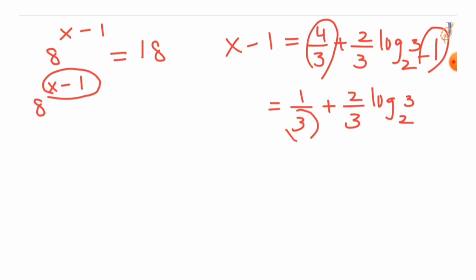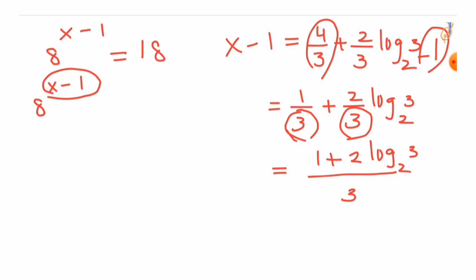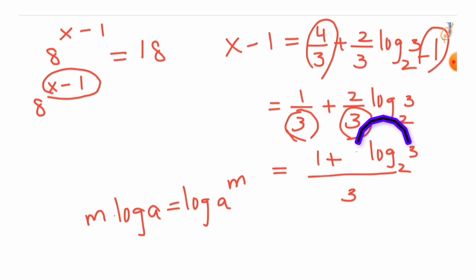Here 3 and here 3, so that means the denominator is common. Let's take it as common. At numerator we have 1 plus 2 log 3 with base 2. Now observe only this logarithm term: 2 times log 3 with base 2. It is in the form of m times log a, isn't it? So we can write this as log of a power m, so log 3 whole power 2 with base 2.